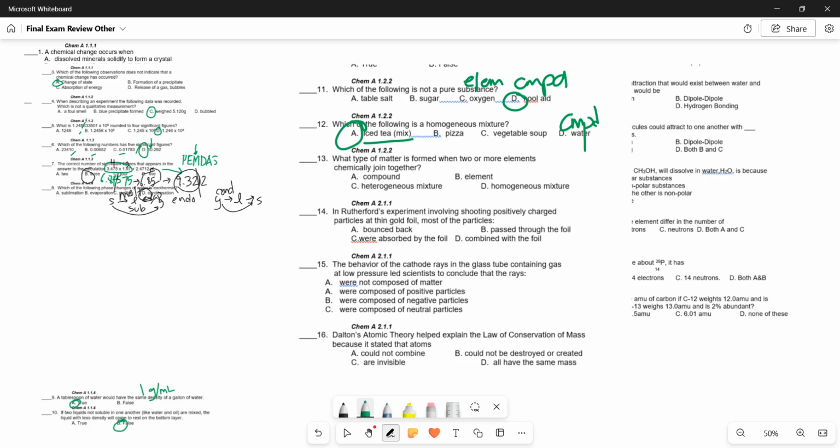13, what type of matter is formed when two or more elements chemically join? That is going to be a compound. Mixtures are not chemically bonded.